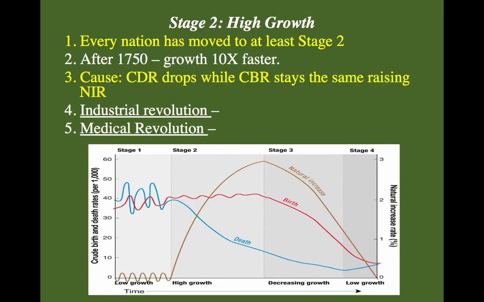Stage 2, basically everyone has gotten here. And this basically begins in 1750 because of step 4 there, the Industrial Revolution, where we begin to mechanize our farming practices, begin to mechanize our healthcare practices, and that leads into the medical revolution. Remember, they go in that order. The Industrial Revolution comes first, with improved farming, with increased factories, increased technology and medical, and then the medical revolution then begins. But basically, this is the high growth stage.